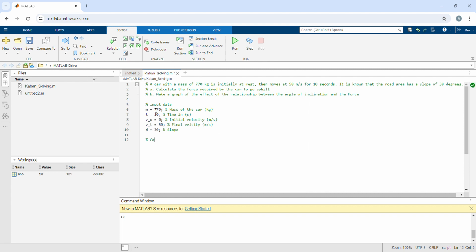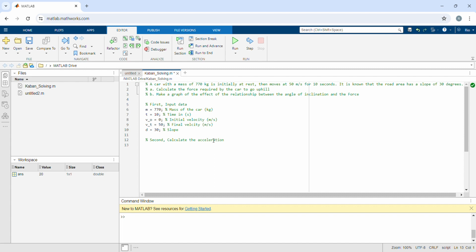I will add the first step in here so we can learn and conclude together. First, input the data, and then the second step, calculate. First, we have to calculate the acceleration, because the first question is we need to calculate the force. As we know, if we want to calculate the force of some object, we need to know the mass and the acceleration. So we need to calculate the acceleration first.